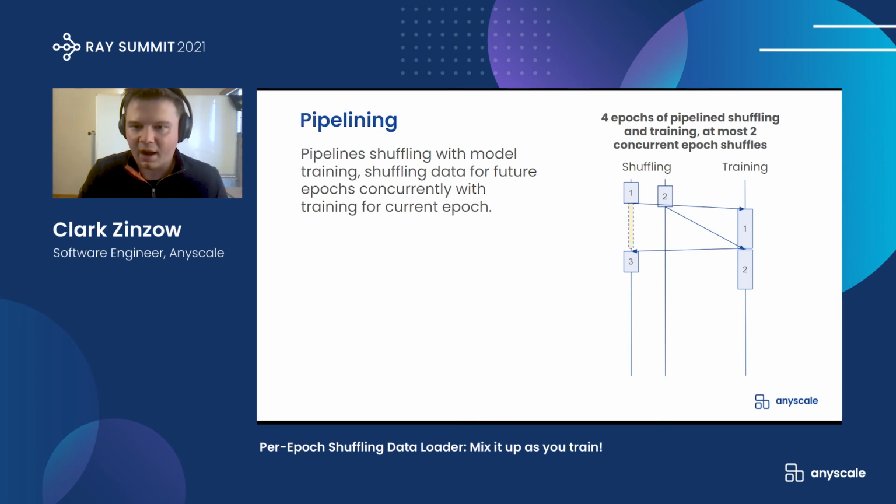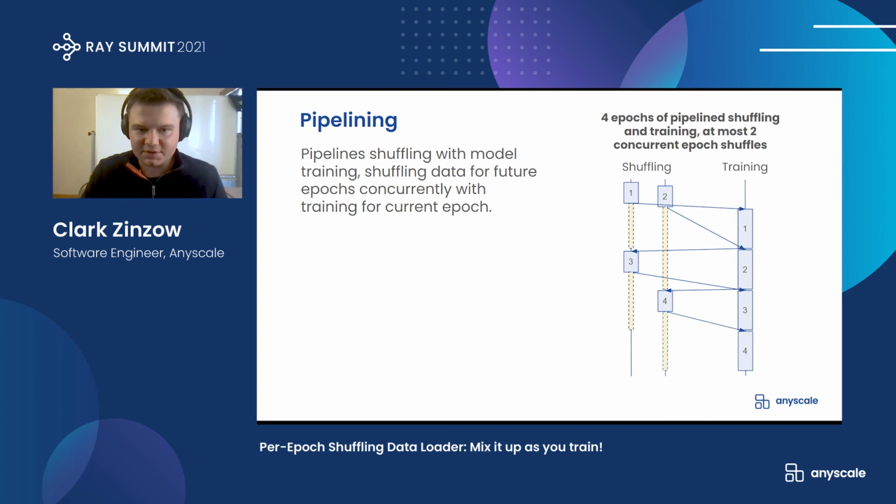And then obviously I'm showing here how slot number 2 is blocked until training on epoch 2 is done. And then as soon as training on epoch 2 is done, we can start another epoch shuffle. We could kick that off, and so on and so forth. So that's essentially how we do pipelining.